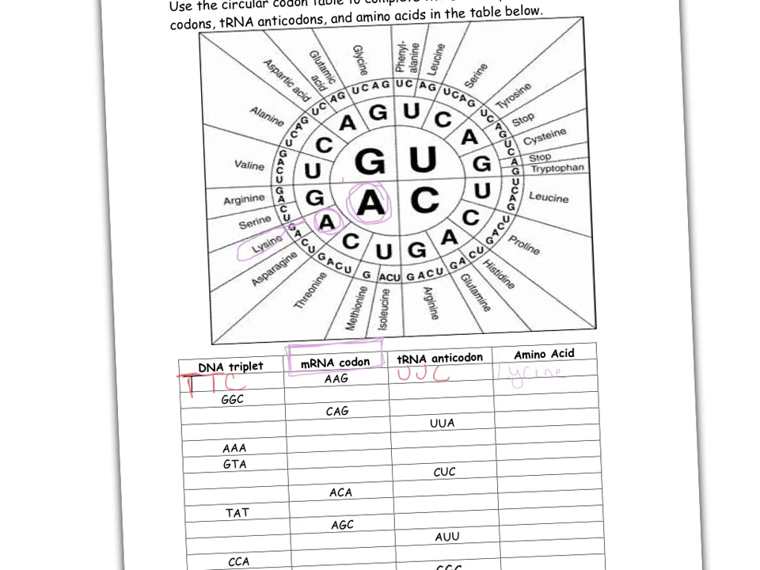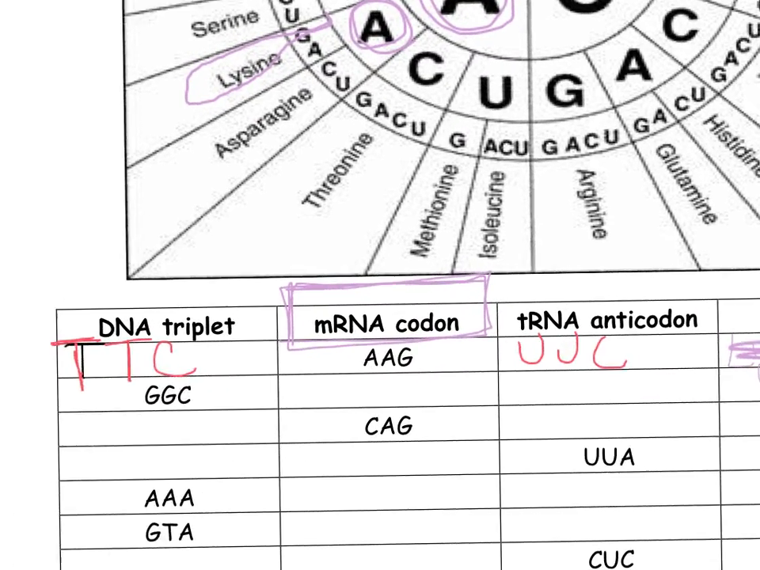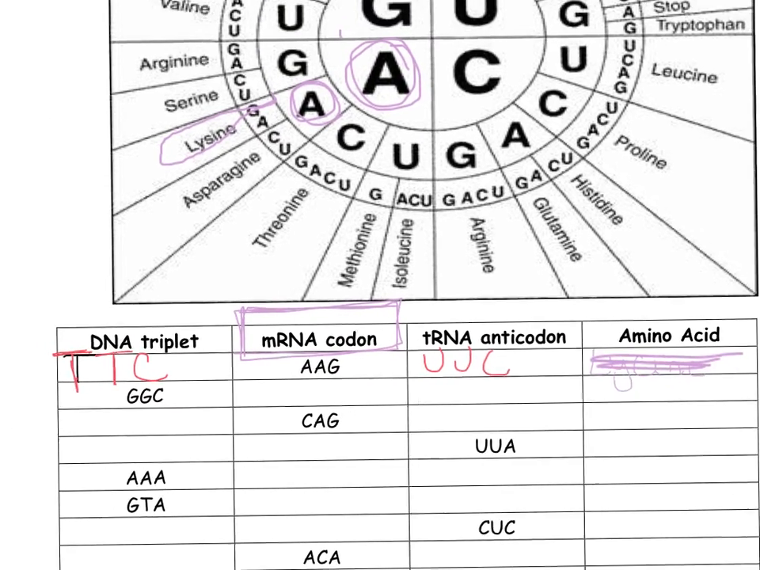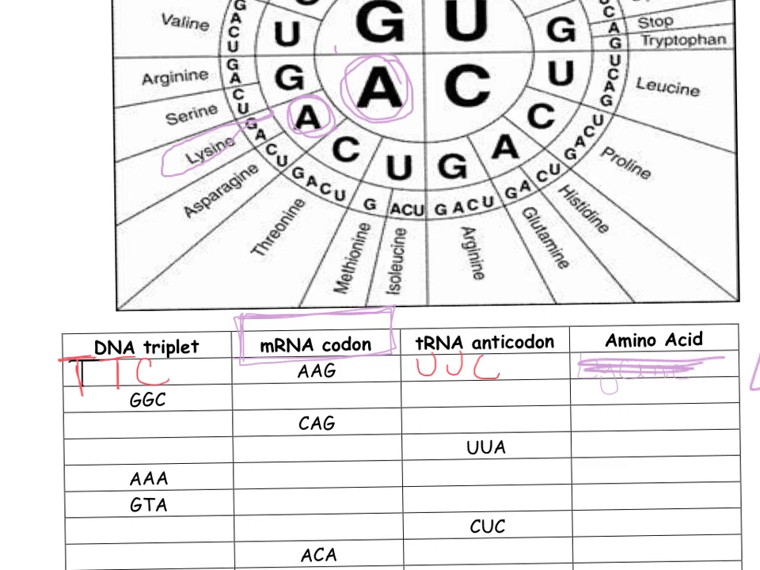Okay, let's do another one. Oop, and I spelled lysine wrong. Let's do another one. So now we have a DNA triplet of GGC. So our mRNA is going to be CCG. Our tRNA is complementary to the mRNA. It's going to be GGC, just like the DNA.